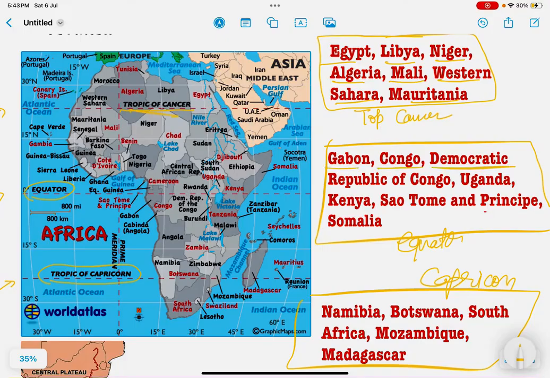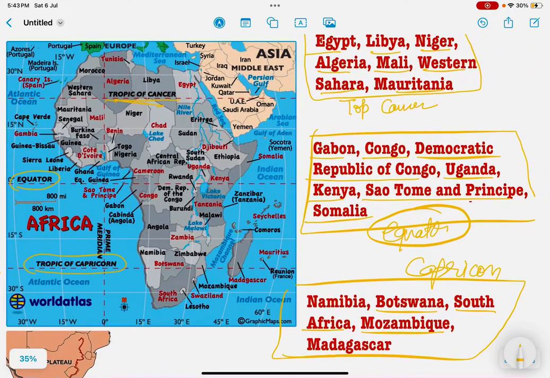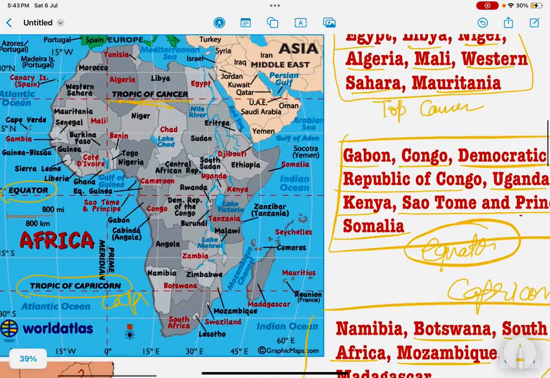Gabon, Congo, Democratic Republic of Congo, Uganda, Kenya, Sao Tome and Principe, and Somalia are on the equator, whereas Namibia, Botswana, South Africa, Mozambique, and Madagascar are on the Tropic of Capricorn. So we can see all of the different countries in Africa.